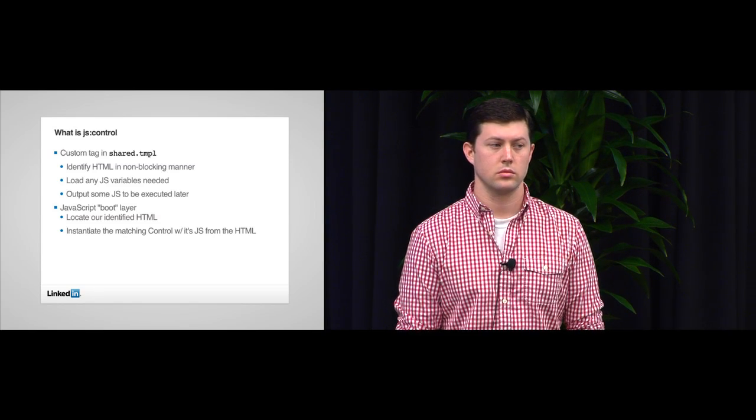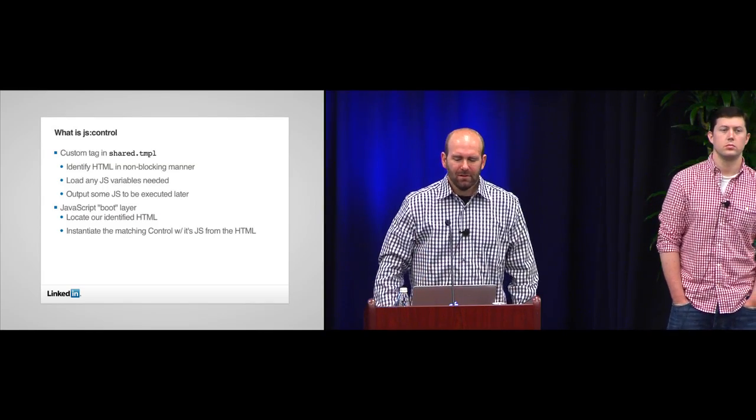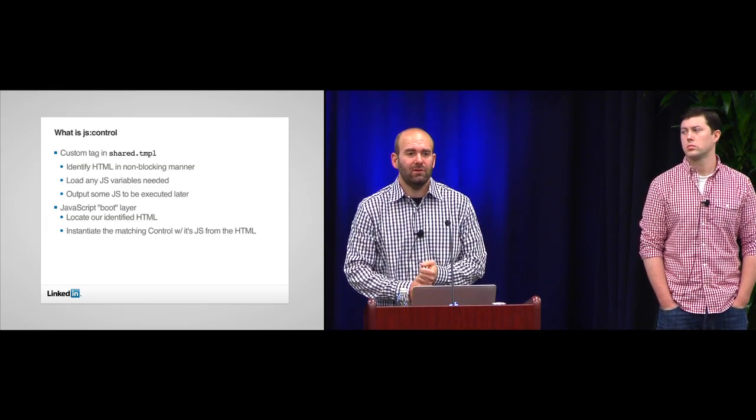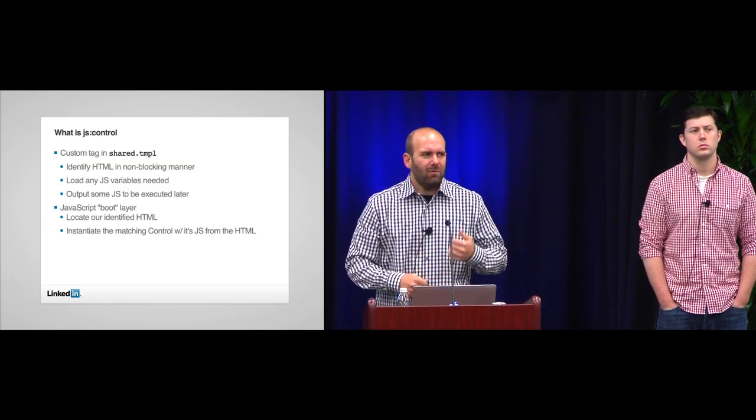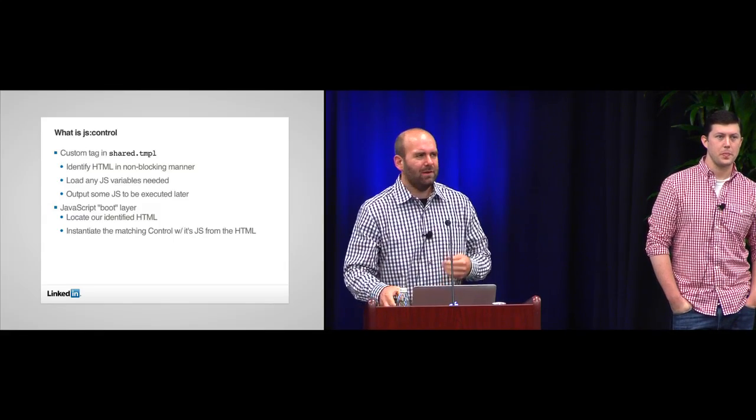JS control is a custom tag in shared TMPL. Most everyone here, I believe, is either web dev or JavaScript. Is there anyone that's not familiar with where shared TMPL is, just as far as locations go? Couple hands, cool. So shared TMPL is a set of reusable JSP tags that are available to every front-end application on the site. They're located in the UI directory under, I believe, it's either UI shared or UI Chrome. What they are is a collection of just custom tags LinkedIn has built, of which one of those is JS control.